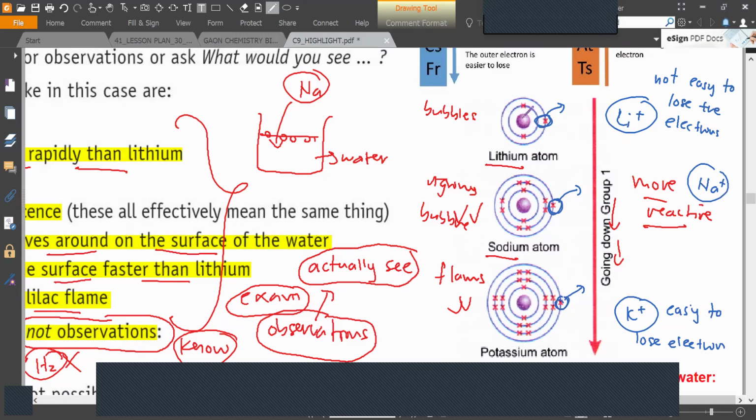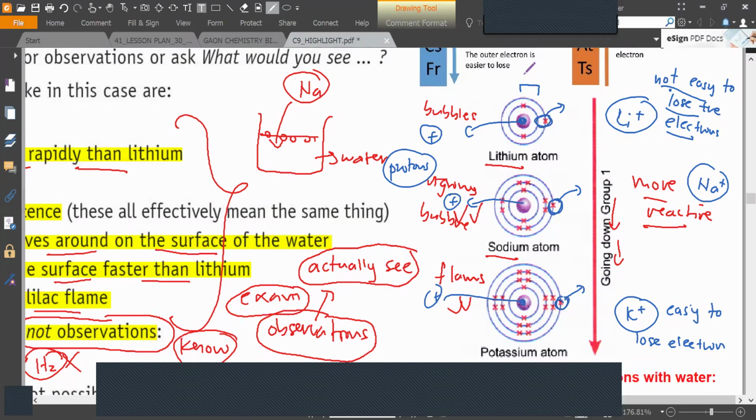Why? Because it's very close to the nucleus. The nucleus is positive charge. All the nucleus is positive charge because they have protons. So lithium is not easy to lose the electron. Why? Because it's very close to the nucleus. There is a strong attraction. That's why it's not easy to lose the electron. That's why it's less reactive.